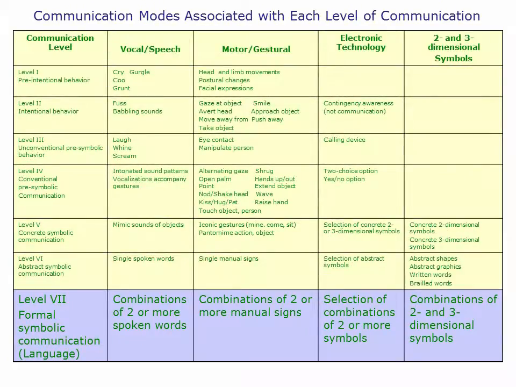Finally, at level 7, we see combinations of 2 or more symbols constituting formal language. The symbols may be spoken words, manual signs, brailled or written words, or 2 or 3-dimensional symbols.